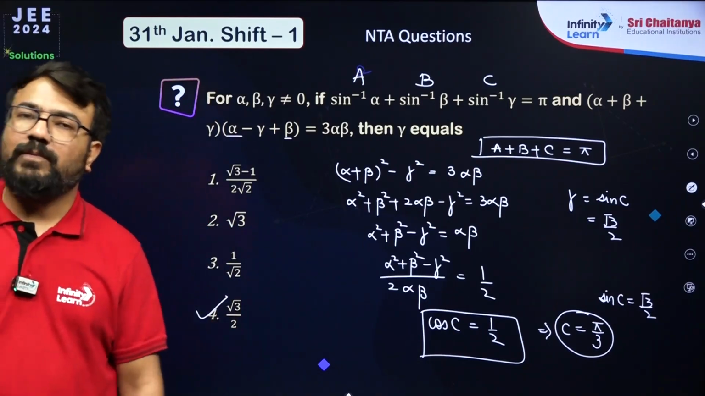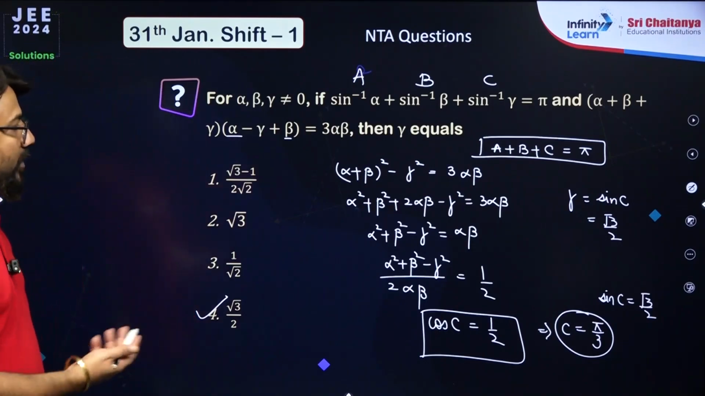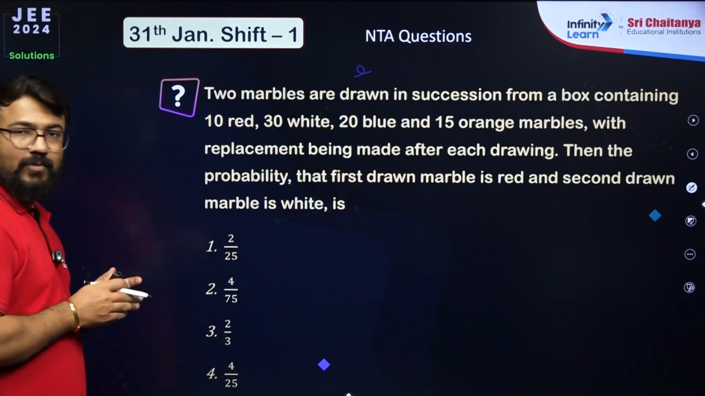That is why the fourth option will be the final answer. I hope you understood this. Moving ahead to the next problem.